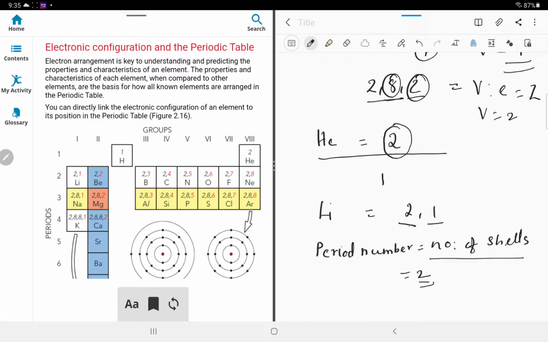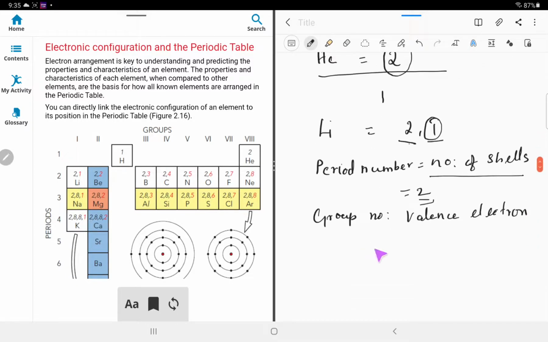So how can we determine the group? By analyzing the valence electrons. Group number will be equal to the valence electron. Here the valence electron is 1 and we know that lithium belongs to the first group.